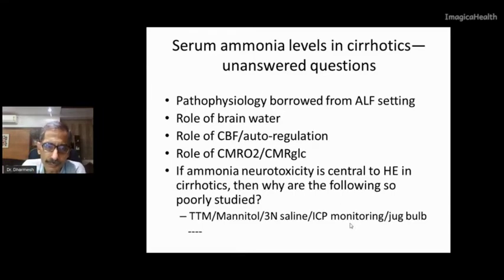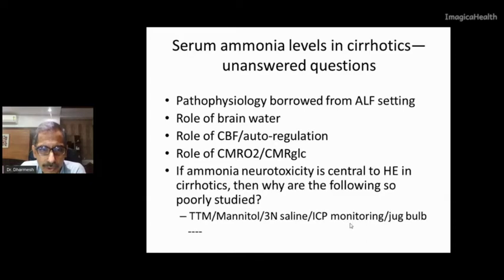Therapeutic temperature modulation, mannitol, use of 3% normal saline, jugular bulb saturations for ammonia, for lactate, for glucose, and what have you. And this could just go on and on. So I leave you with these thoughts. I think ammonia, even though it is important in patients with cirrhosis, is probably not the most important thing to drive management of these patients.